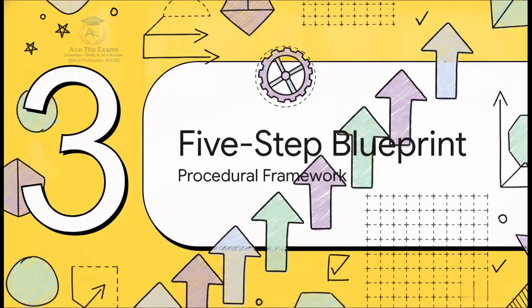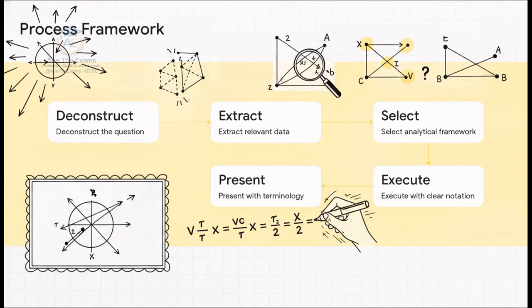Moving on to section 3, the 5-step blueprint. Let's build your exact system. This procedural framework guarantees those method marks. By following this standardized 5-step sequence, you systematically process the complex diagram without getting overwhelmed. Step 1. Deconstruct the question. Decode the command words. Does it say find, show that, or calculate? Step 2.